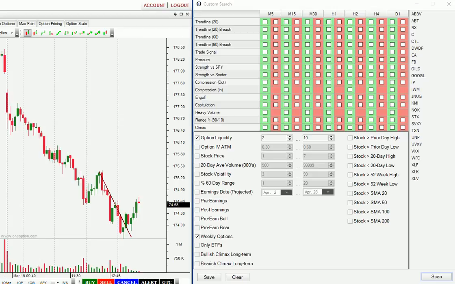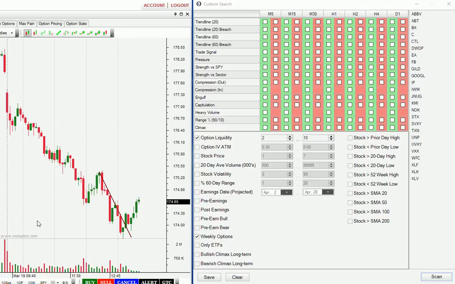Hello traders, this is part 2 of my video on the custom search engine that I've built. In the first video, I talked about all the different fields and criteria that you're able to use to search for. In this video, I'm actually going to show you the search results, and then you'll be able to see that the scanner is actually doing what it's supposed to.